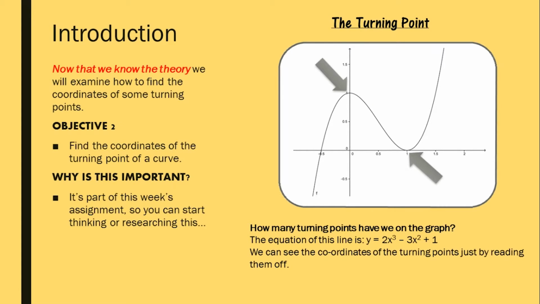And we're going to find the coordinates of the turning points. So we could just see the coordinates of the turning points rather, just by reading them off. You can see the coordinates of that turning point are (0, 1), and of that one down there are (1, 0). So we're going to calculate them, and we'll see if we get exactly that.